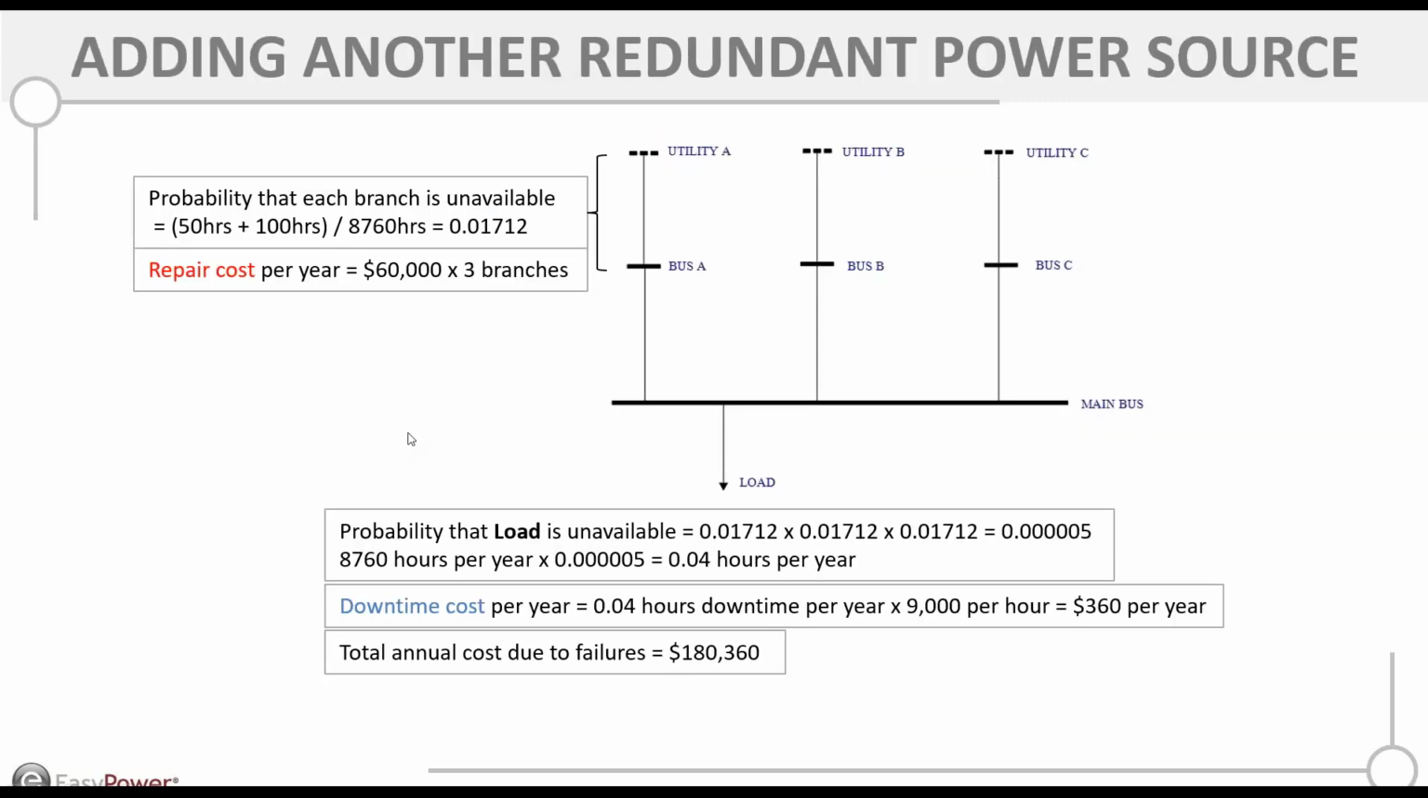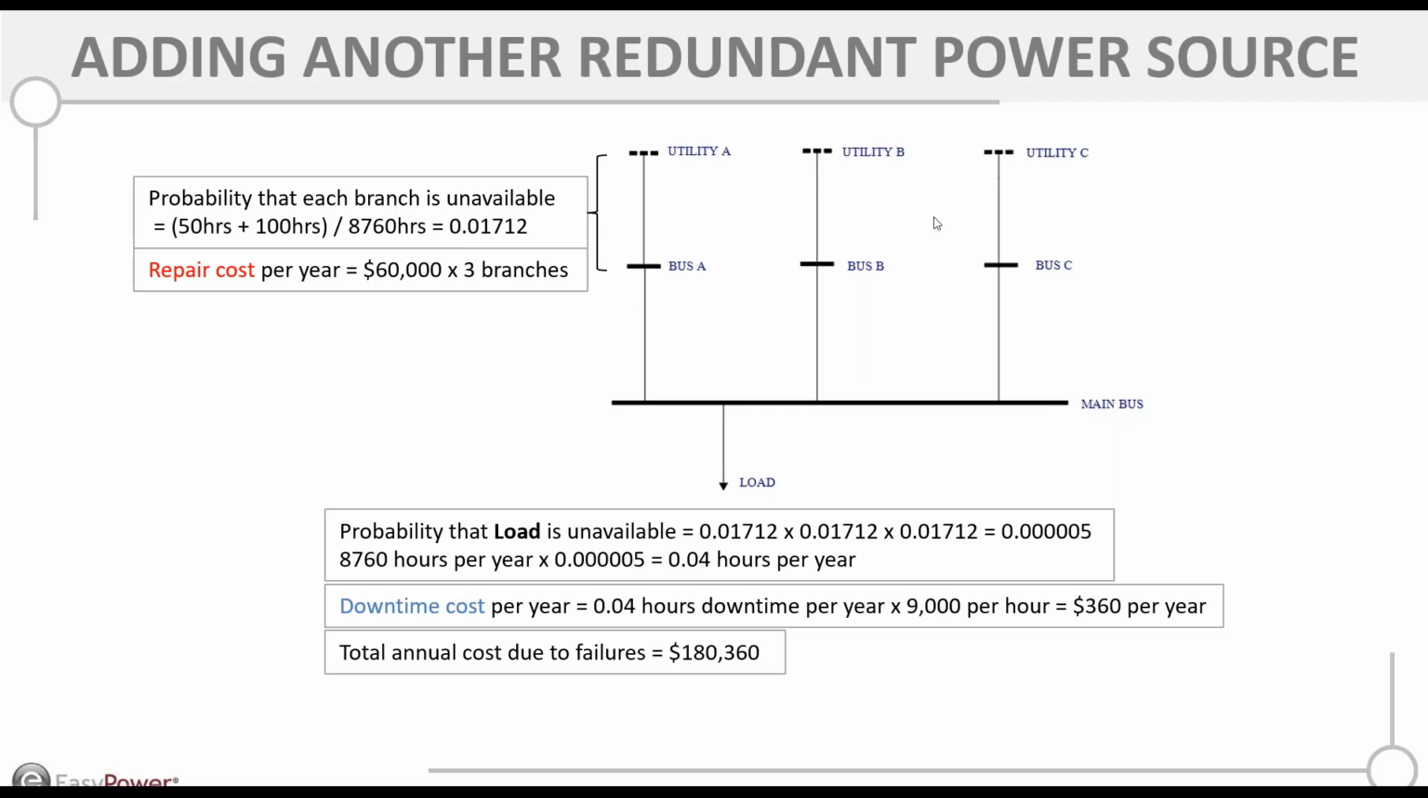All right, let's just, for argument's sake, say we want to add an additional redundant power source. So now we're really taking advantage of that third order algorithm that I mentioned at the beginning, being able to analyze this problem. As before, the probability of failure for each branch is the same, and the repair cost is also the same. So 60 grand times 3 branches. Now I multiply them across the board. So 0.01712 cubed is this number, 5 zeros and then a 5. Multiply that by 8760. So now we're down to 0.04 hours per year.